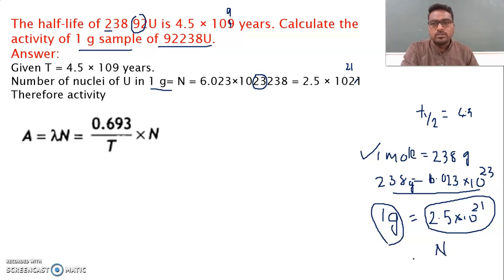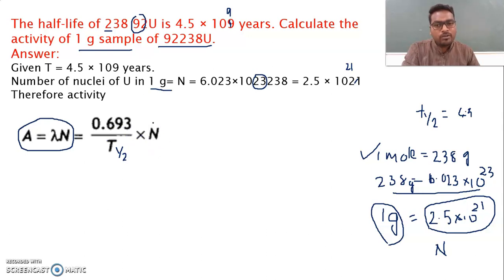Now we know the mathematical relationship for activity. Activity A is equal to decay constant into N. We don't know the value of the decay constant, but we know the formula for it. Lambda is equal to 0.693 divided by T half. So we have substituted the formula of the decay constant here: 0.693 divided by T half into N.